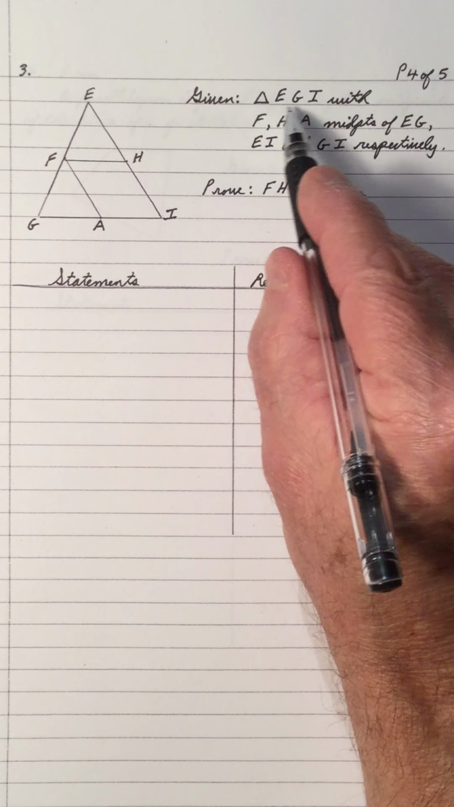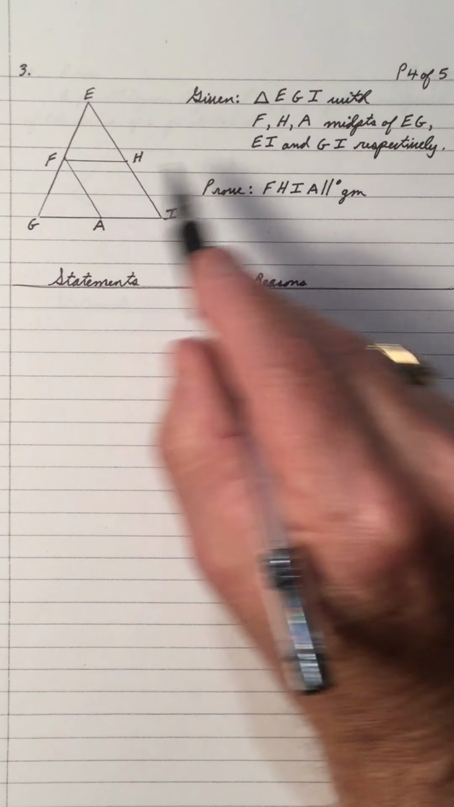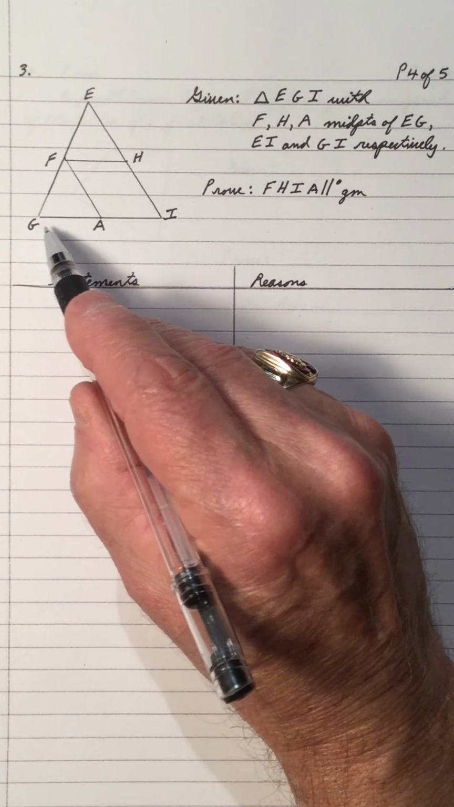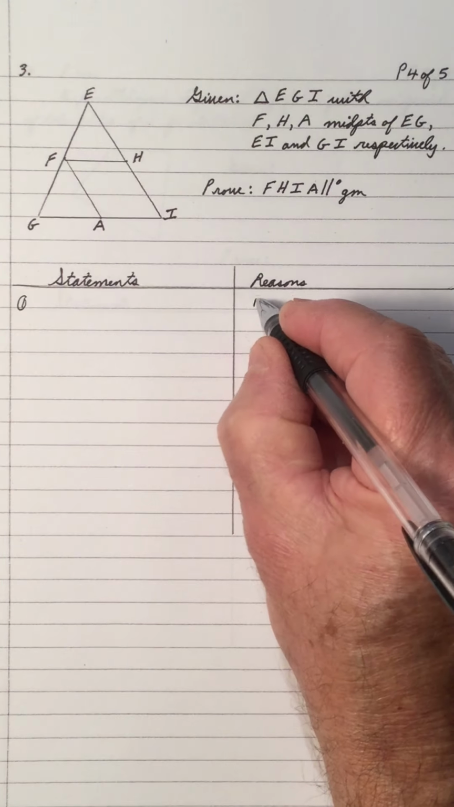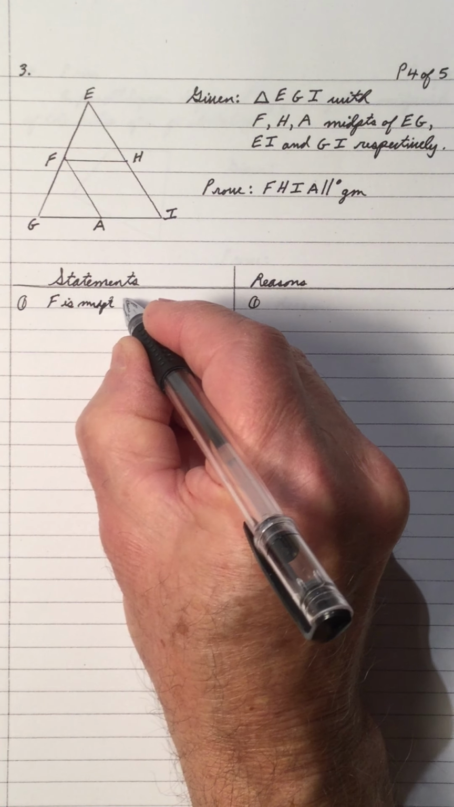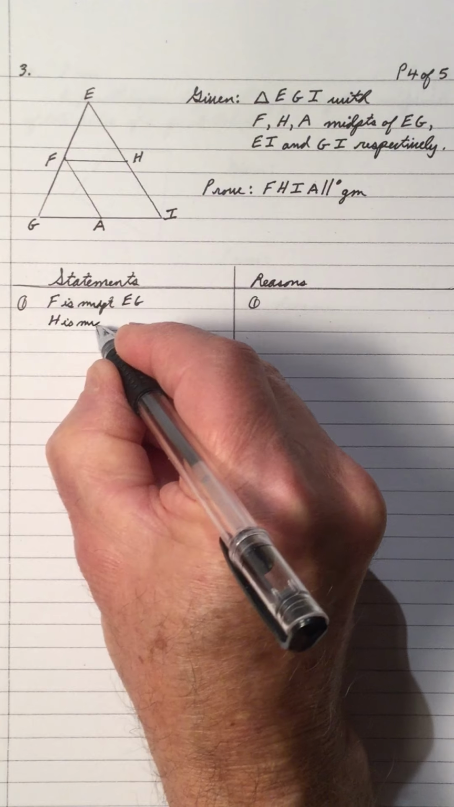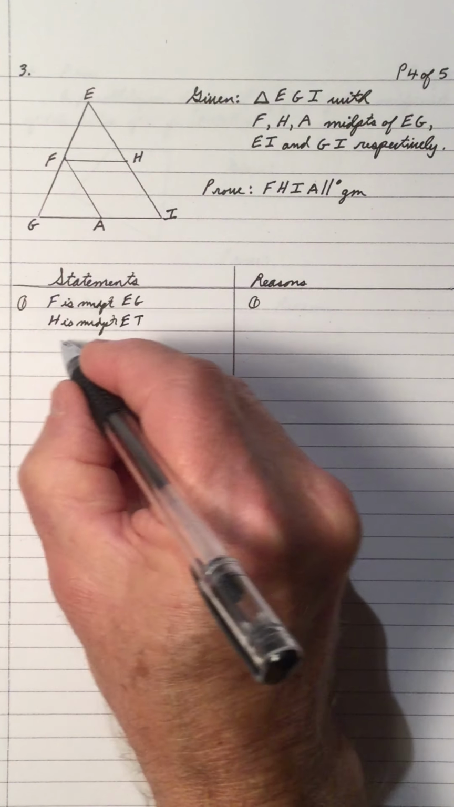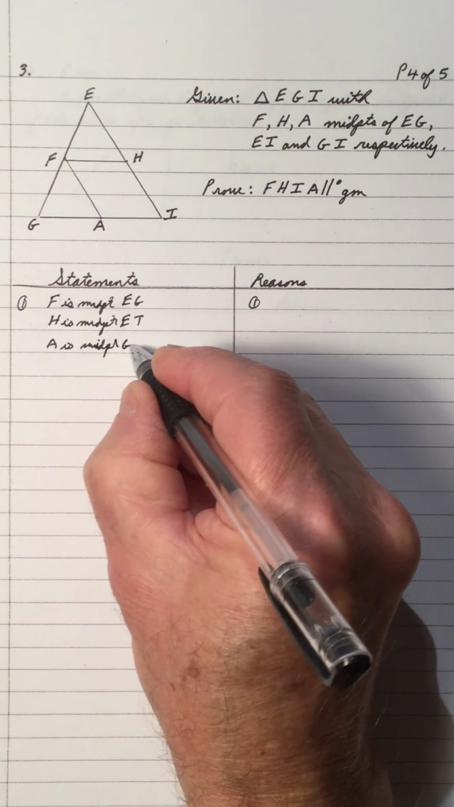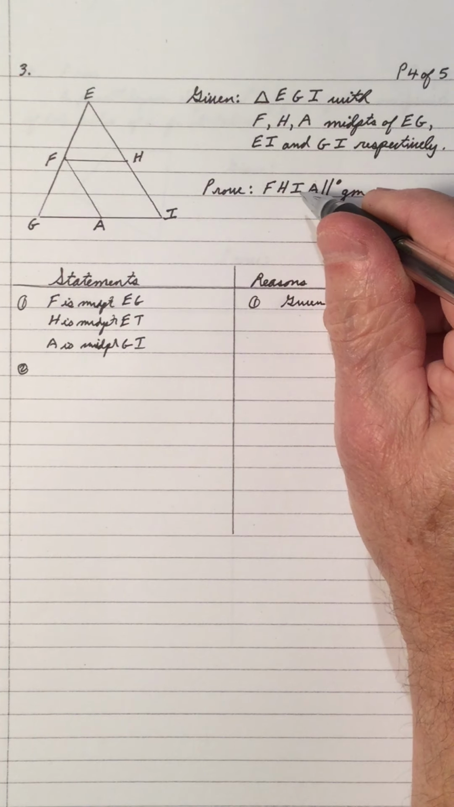So we have a triangle EGI with F, H, and A midpoints of EG, EI, and GI. So F is the midpoint of EG, H is the midpoint of EI, A is the midpoint of GI, and that's the givens. We want to prove that FHIA is a parallelogram.